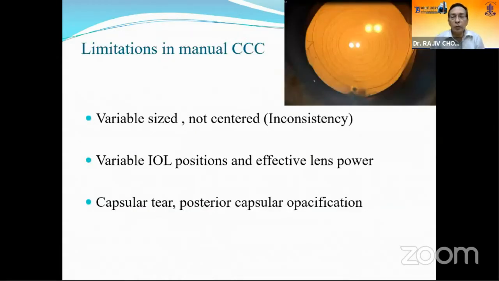So what are the limitations? Why should we go for femtolaser assisted capsulorhexis? What is the limitation in manual capsulorhexis? It varies in size and is not centered. Leaving aside some good, senior, experienced surgeons, who may mimic this but not exactly so round. That gives a variable IOL position and effective lens power, capsular tear, posterior capsular opacification, and chances of manual error.